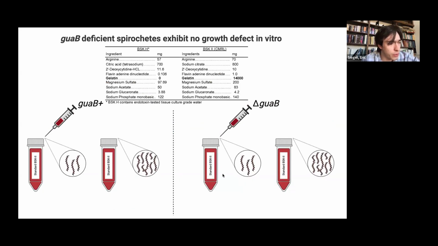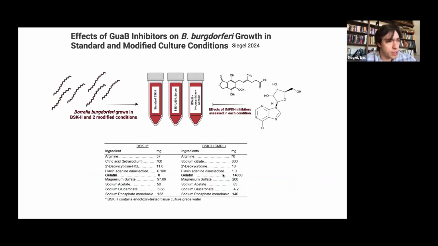And finally, if we cultivate cells in culture from a guaB knockout, we don't see any defect in growth rates. So this shows that guaB is not needed in standard culture medium. So this is where our work has picked up.